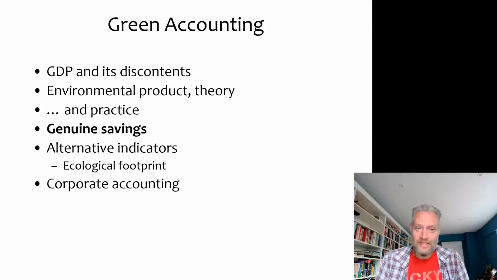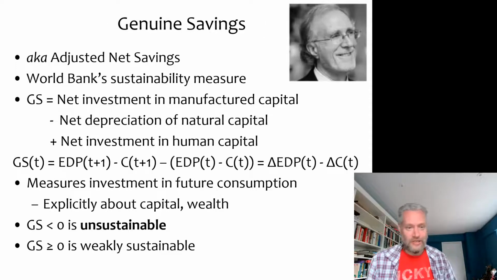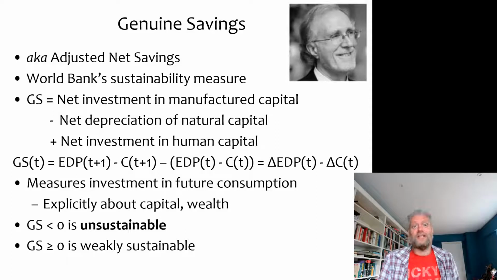Let's have a look at genuine savings. Genuine savings is also known as adjusted net savings. It's developed and maintained by the World Bank, and Kirk Hamilton, who you see displayed here, is its main architect and driving force, and it's the World Bank's measure of weak sustainability.